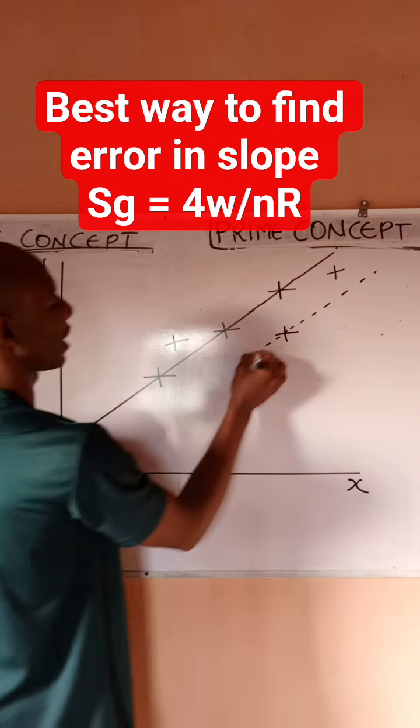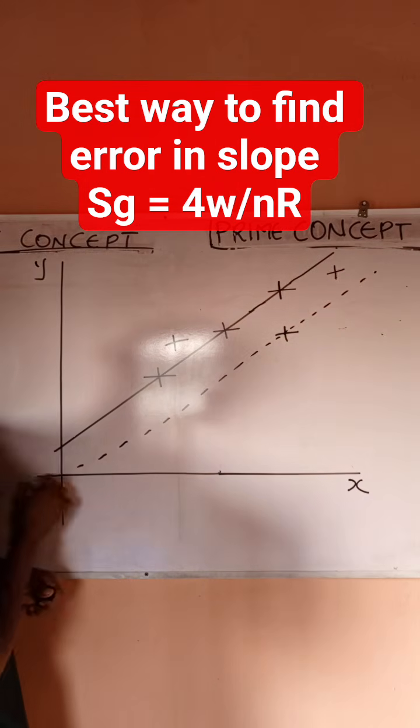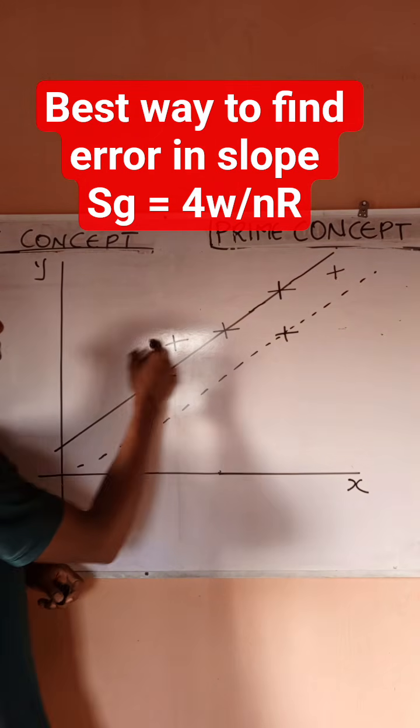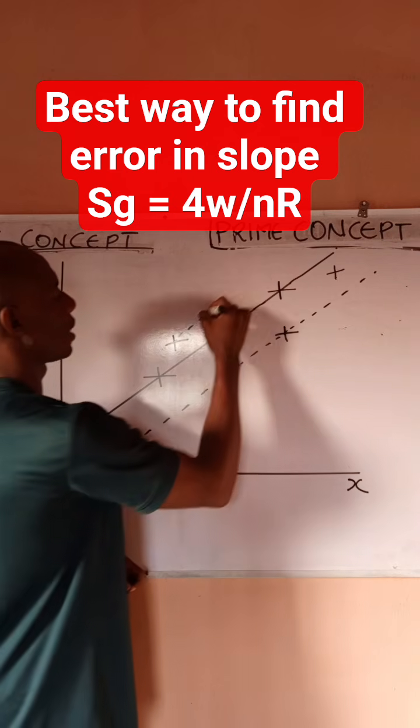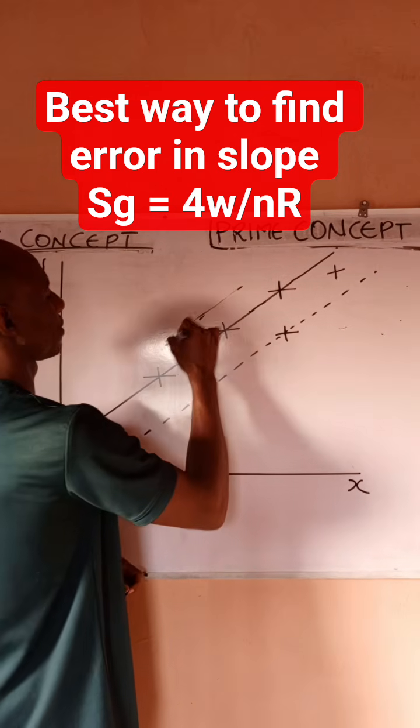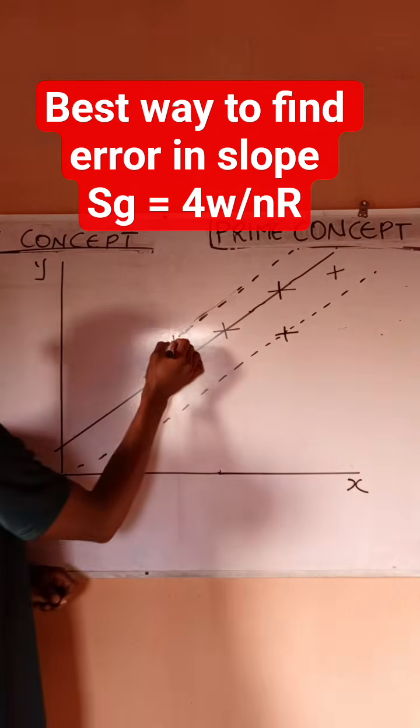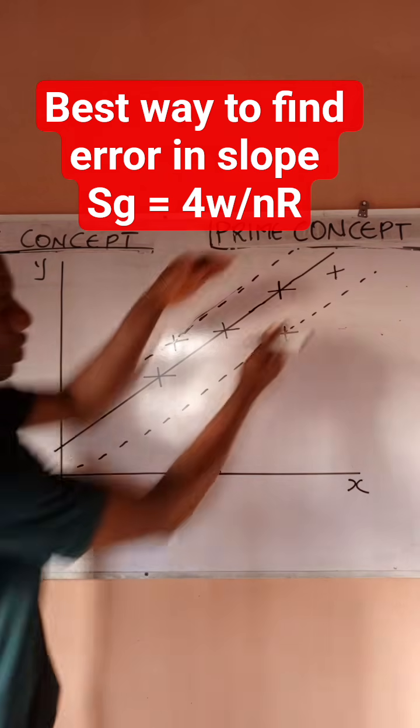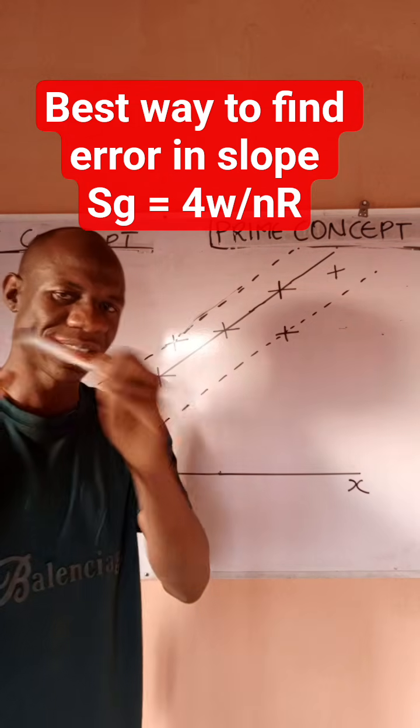Notice that I'm using freehand. Then I have another unaccommodated point above, so I'll draw a parallel line this way. These 2 lines are what we know as vertical scatter.